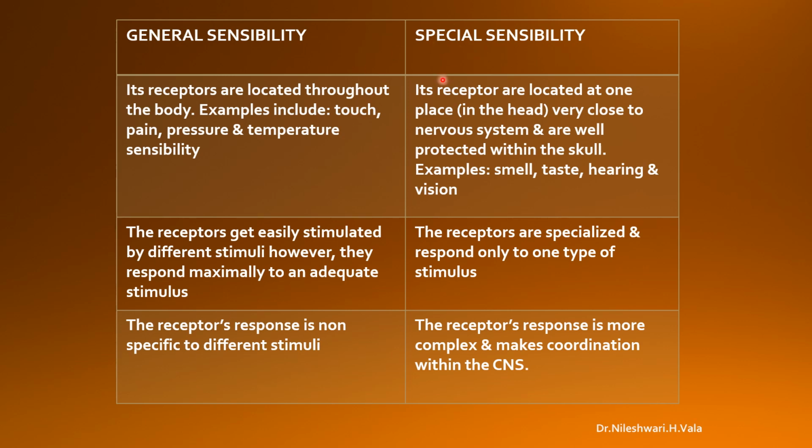And in special senses, the receptors are located only at one place, especially in the head and very close to the nervous system, and they are well protected within the skull. The receptors are specialized and respond only to one type of stimulus. And the receptor response is more complex and makes coordination within the CNS.